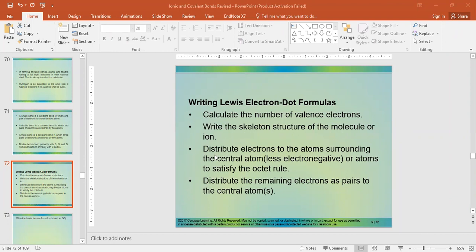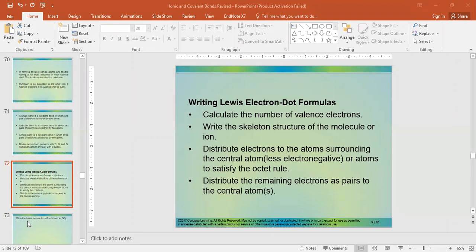And number three, distribute electrons to the atoms surrounding the central atom. The central atom in this particular case is the less electronegative atom in that particular compound. So that all the atoms are going to satisfy what we call the octet rule. Then if there are any electrons remaining, we are going to associate them with the central atom. And I'm going to illustrate this one using some examples.